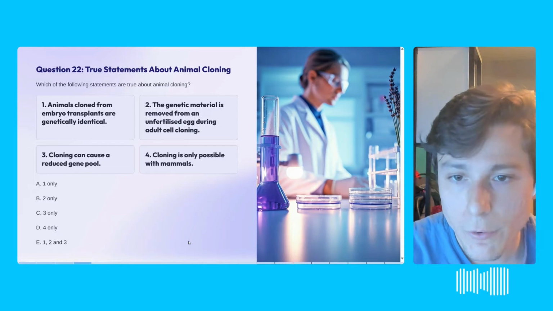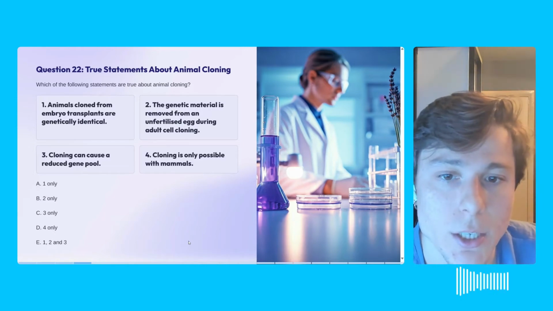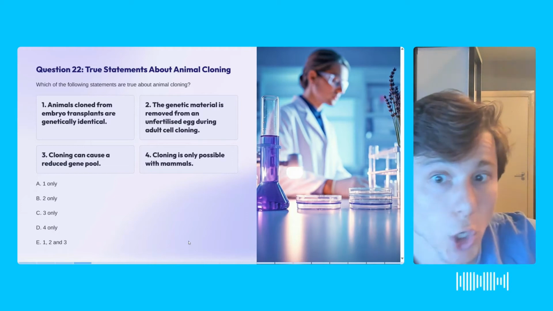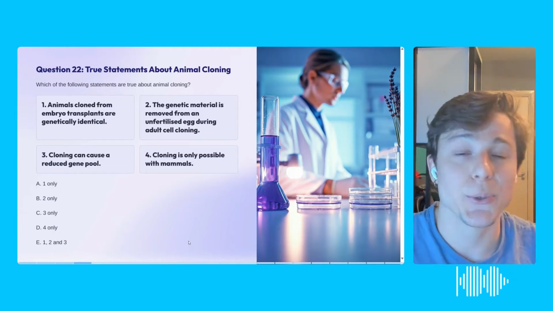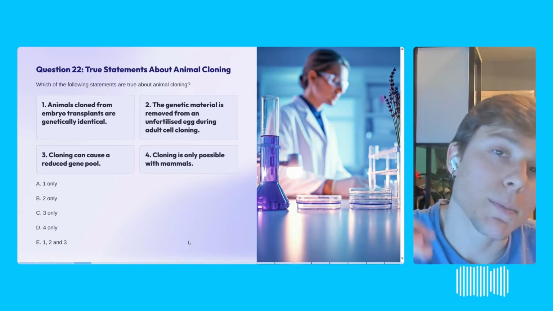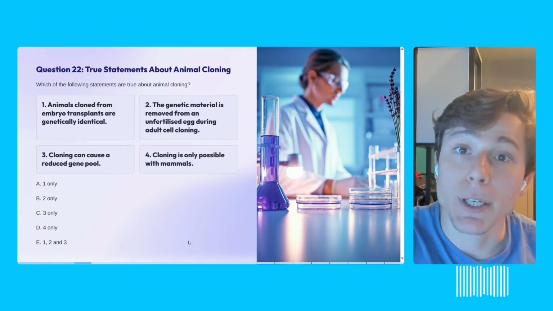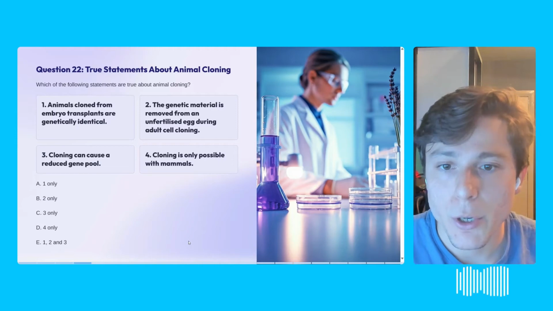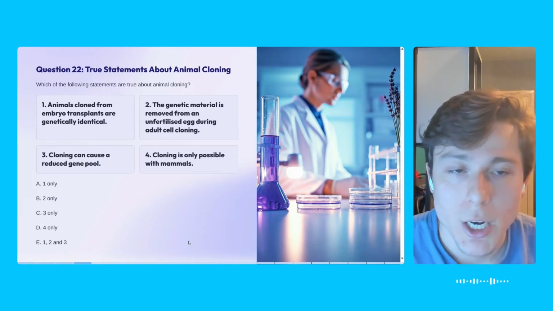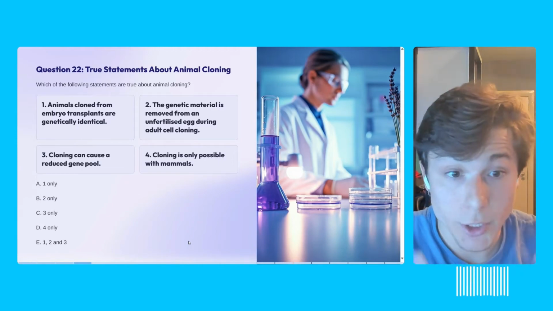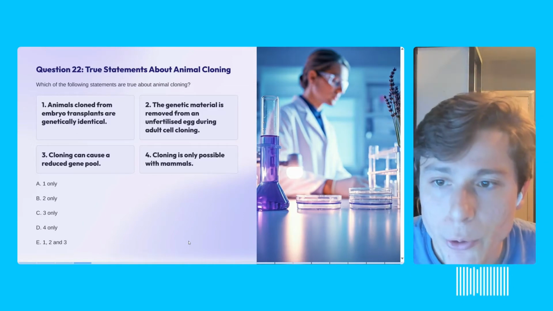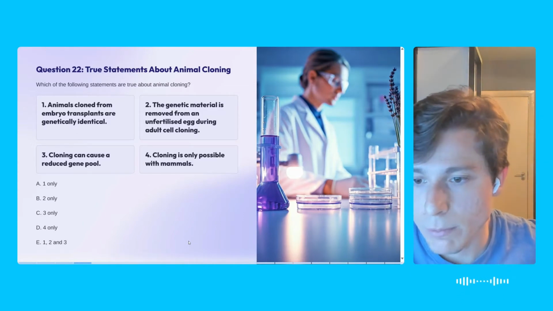Okay, so fourth statement: cloning is only possible with mammals. Nope. Basically, we do clone a lot, especially when it comes to biotechnology, but mostly with bacteria, okay? But it's also possible to happen with other classes of animals, okay? Not just mammals. So this leads us to 1, 2, 3, letter E.